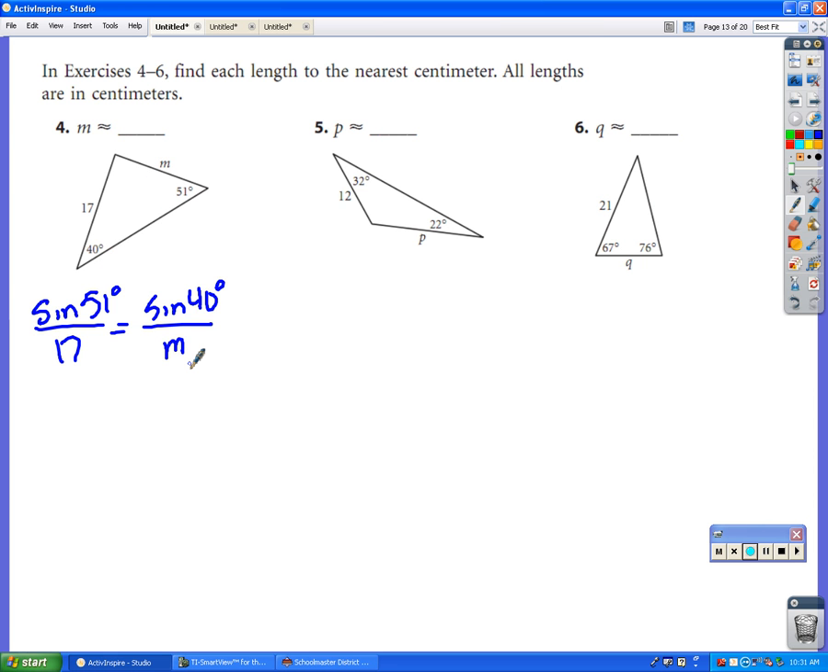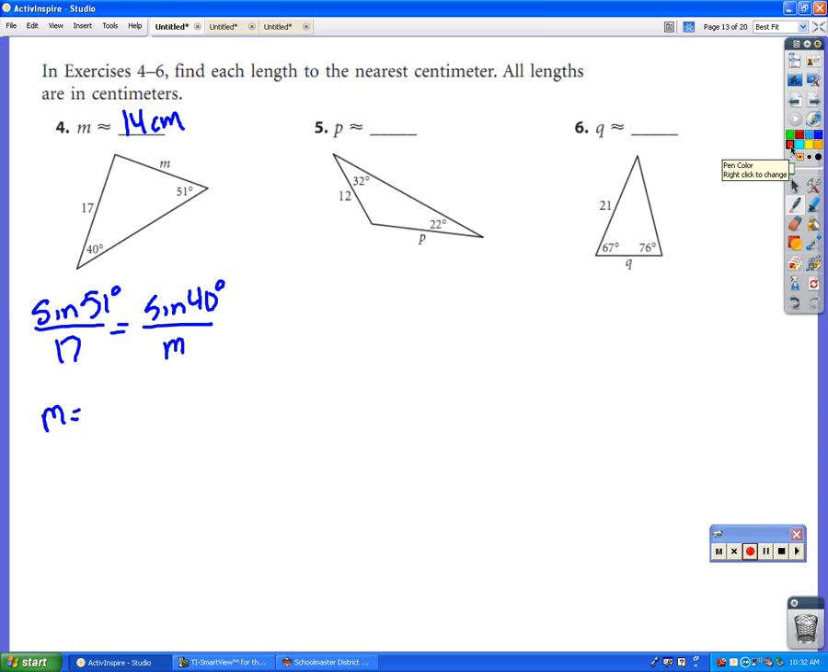So now I just need to simply cross multiply and divide. So that's going to be 17 sine of 40, and then divide by what's left over, which is the sine of 51. And that tells me that m is 14.06, and I want the nearest centimeter, so I'm going to go 14 centimeters right there. Okay, so that should have been a pretty easy one.